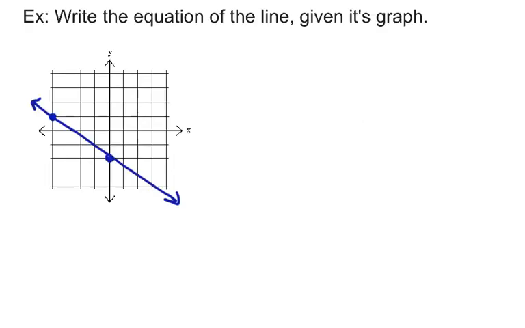So let's write an equation of this line given its graph. Now we have to come up with all the information that we need by looking at the graph, and there's a couple things. First of all, right there we can see where the y-intercept is, and it crosses the y-axis at -2. That means that our y-intercept is -2.